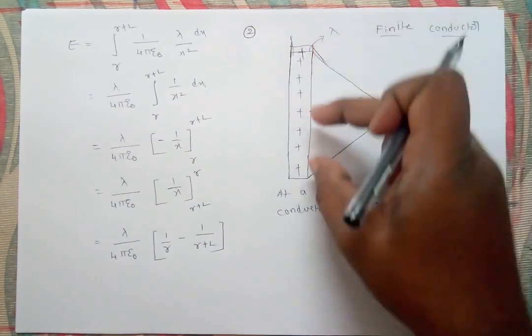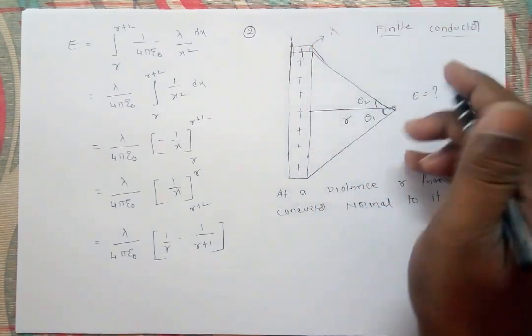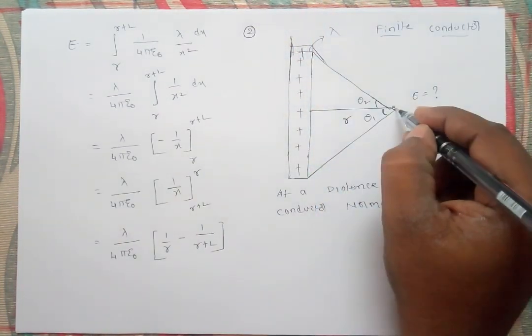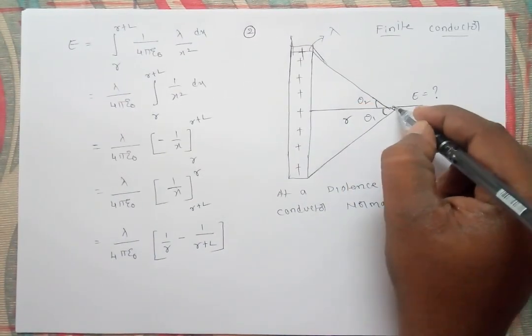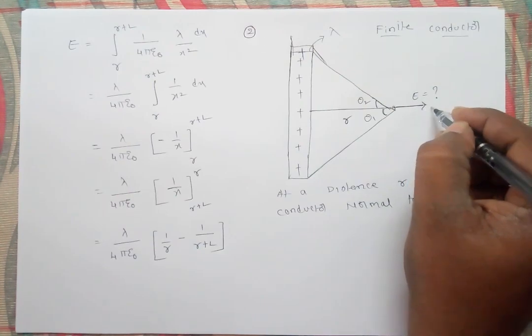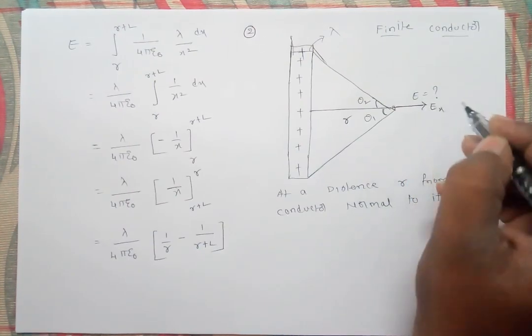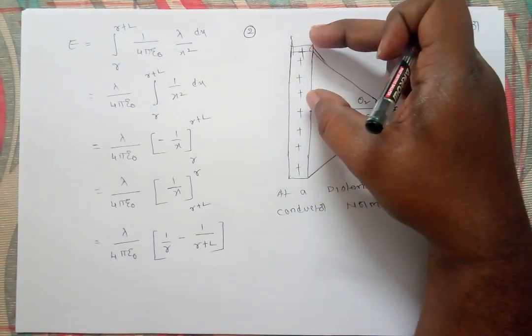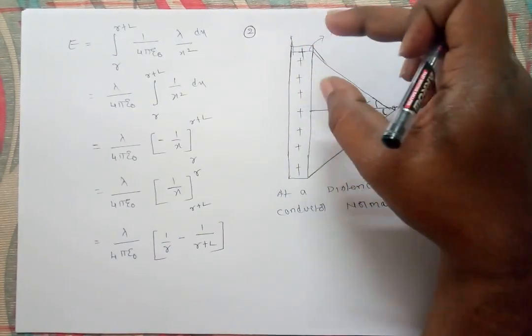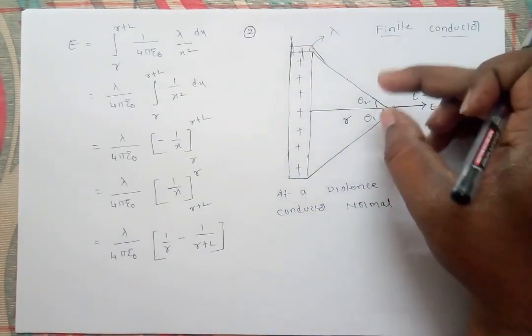Here there is more charge, and there is less charge. Because of this, we have two kinds of electric field intensity: one along the x direction, Ex, and one along y, which is downwards here, because the majority of the charge is present there.